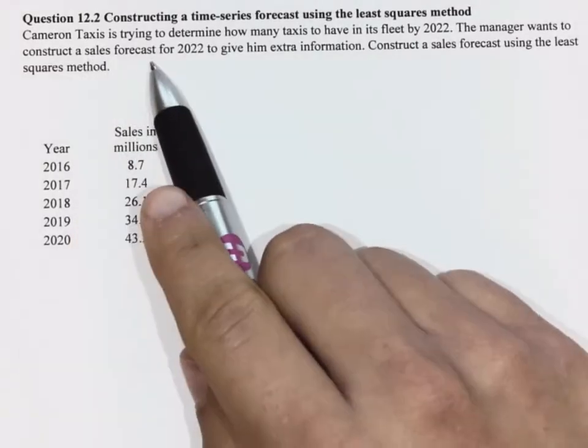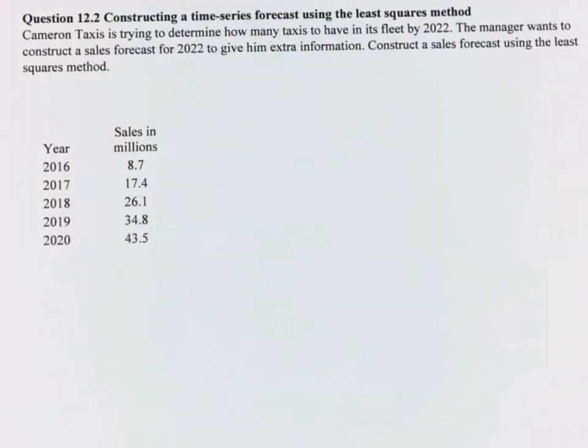So Cameron Taxis is trying to determine how many taxis to have in its fleet by 2022. The manager wants to construct a sales forecast for 2022 to give him extra information. Construct a sales forecast using the least squares method.